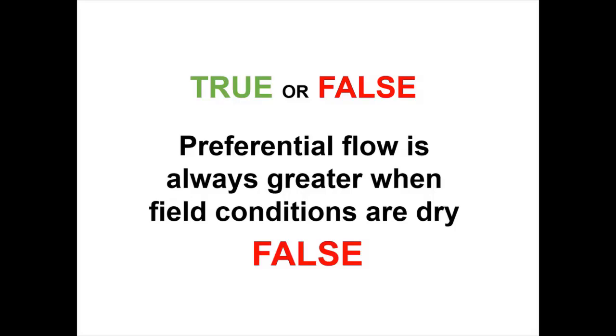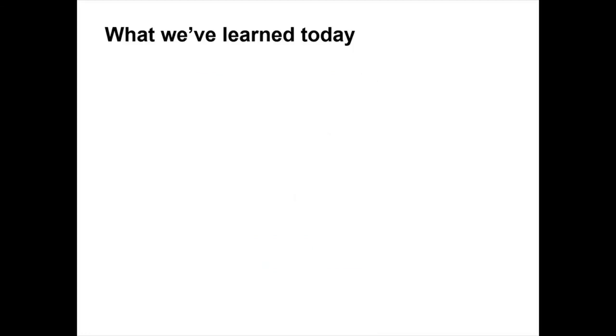So, "preferential flow always occurs when field conditions are dry." I think that's false. I think if we look at it in terms of the total amount of rainfall that's discharged, we're still getting the same amount of rainfall that's bypassing the matrix, regardless of how wet the field conditions are.